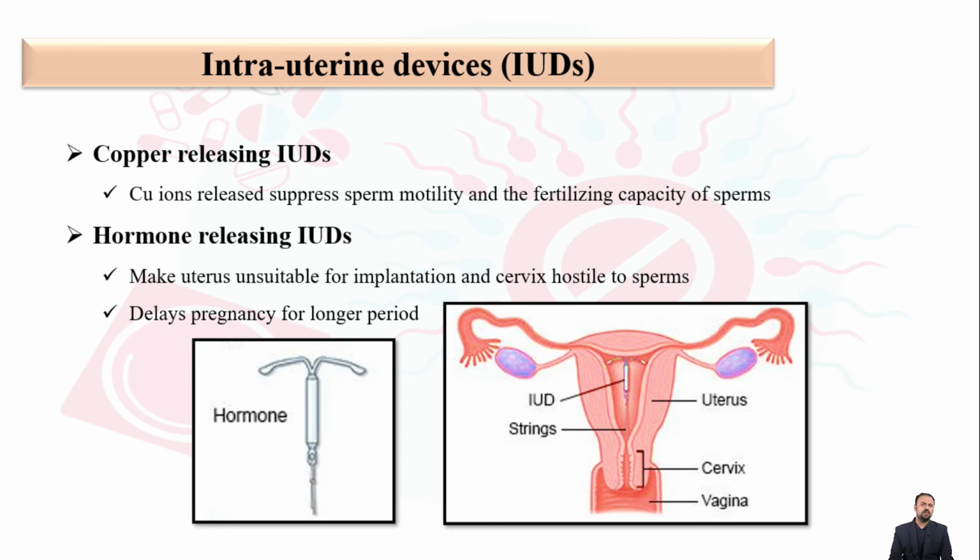Now students, it is very obvious that hormone releasing IUDs will be the most effective, because just like any other IUD, they are foreign substances inside the body. So therefore they will also attract macrophages, and other than that, by the hormones which are secreted by them, they will make the uterus unsuitable for implantation and also make the cervix hostile to sperms.